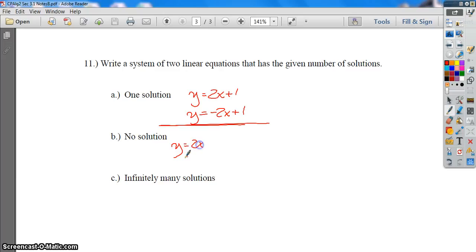at this time. So the key here is when you do one solution, make sure your slopes are different. When you have no solution, make sure the slopes are the same but your intercepts are different. And if you have infinite, just make sure they're the same equation. Okay, so this would be 2x plus 2 again.